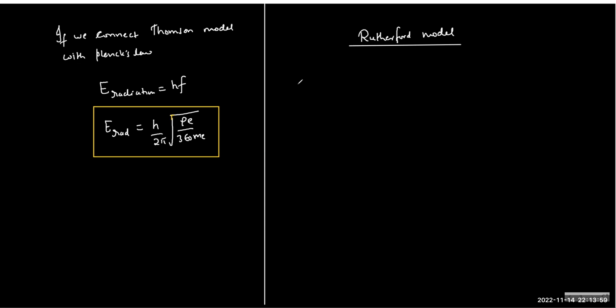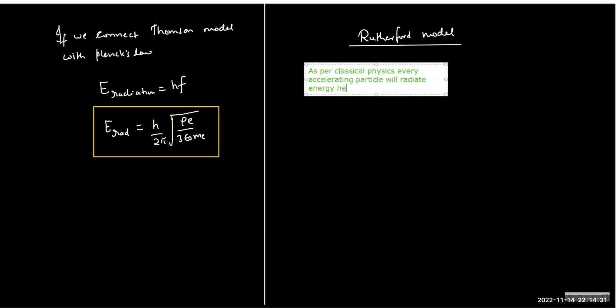As per classical physics, every accelerating particle will radiate energy, hence an orbiting electron must lose energy and hence should eventually collapse into the nucleus, isn't it?